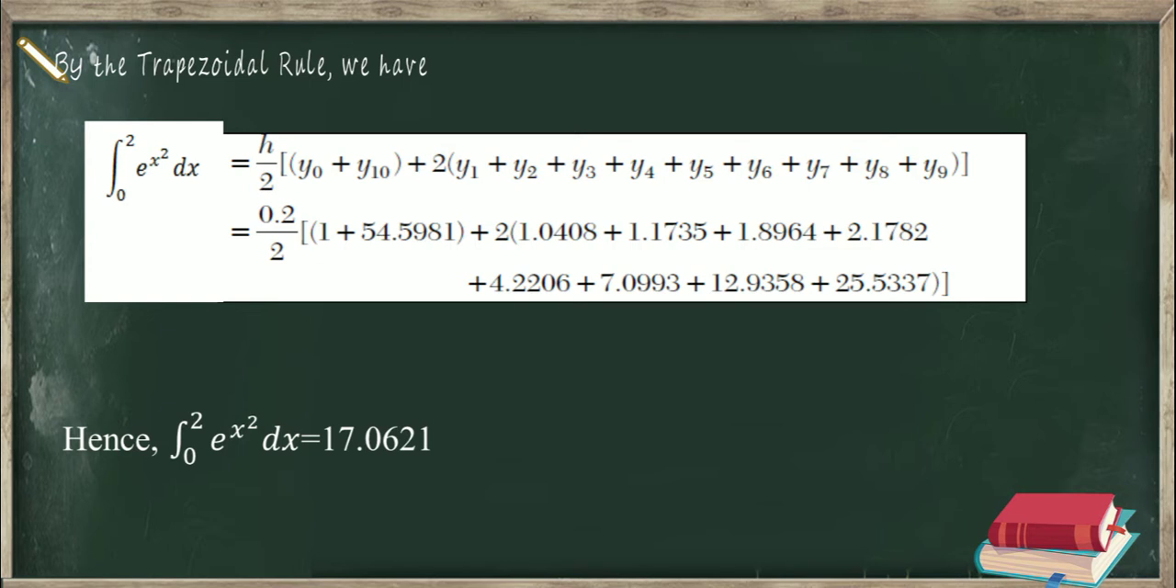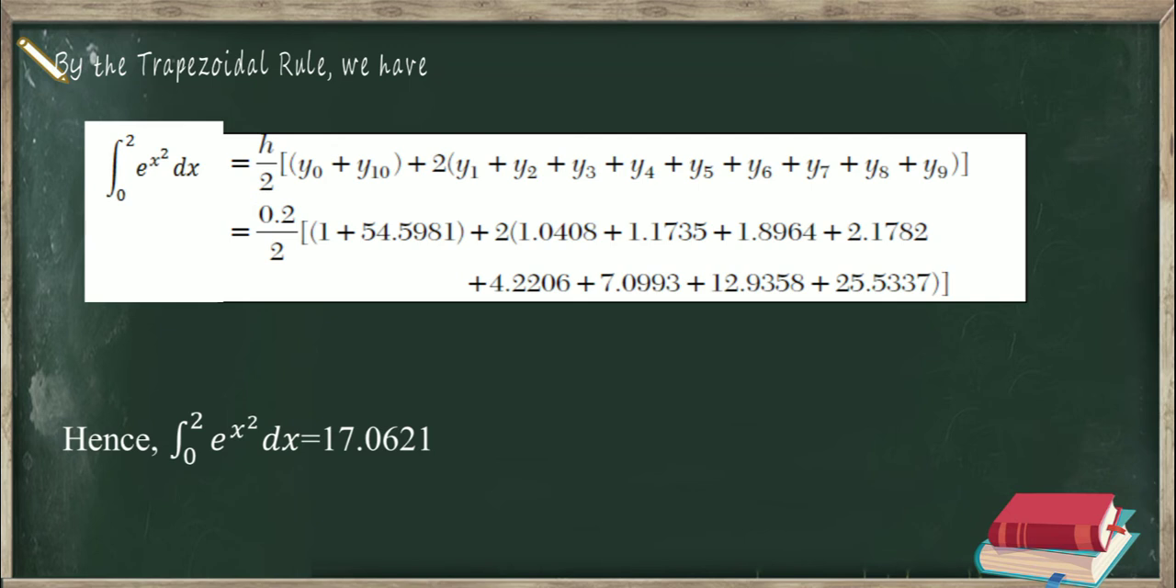So by the trapezoidal rule, we have integration 0 to 2 of e raised to x square dx is equal to h by 2 times the sum of the first and last ordinates, that means y0 plus y10, plus 2 times the sum of the remaining ordinates, y1 plus y2 plus y3 plus y4 plus y5 plus y6 plus y7 plus y8 plus y9. We know all these values, so we substitute them in our formula.